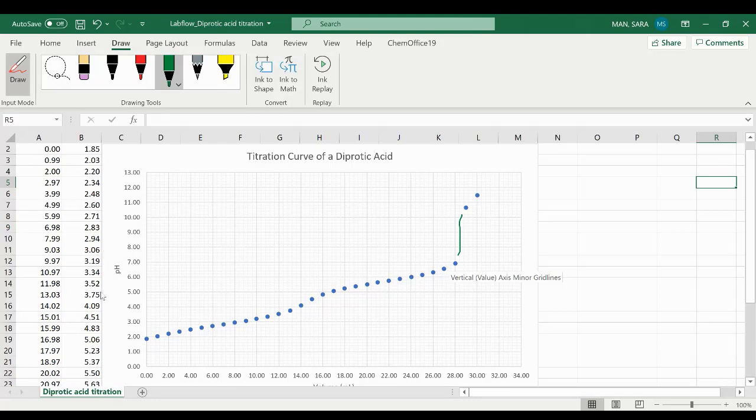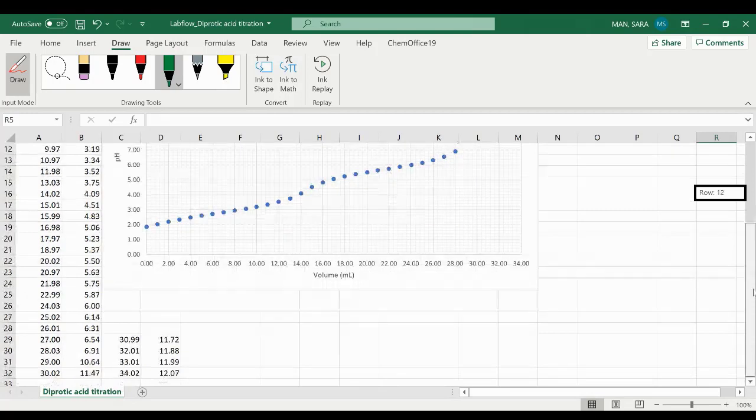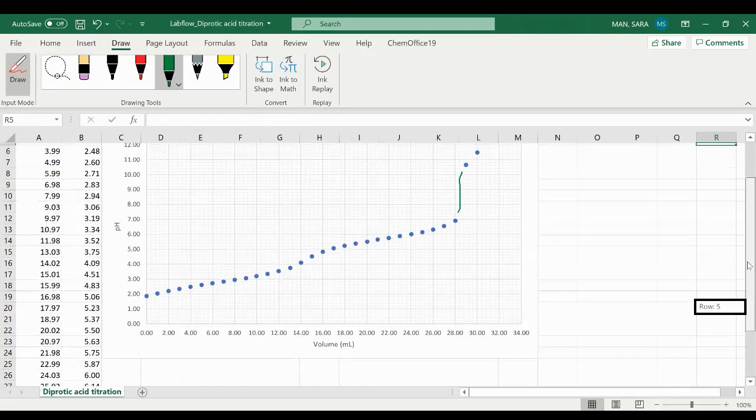So we look at the data, and I see that at 28.03, the pH is 6.95. And when the volume is 29, the pH is, so I checked, and that is basically the biggest change in pH. And then they tell you very clearly to take the average of these two volumes, and that will be your equivalence point. So that will be easy to find.